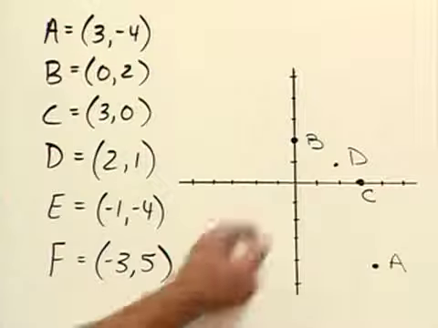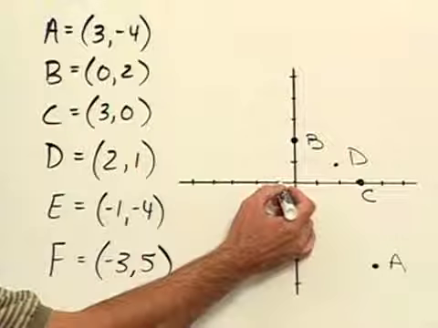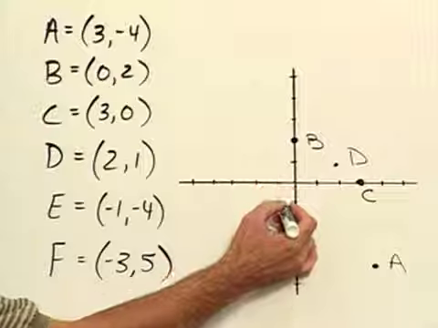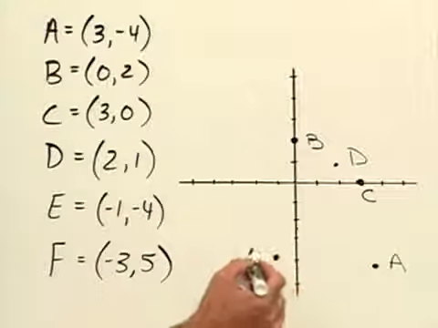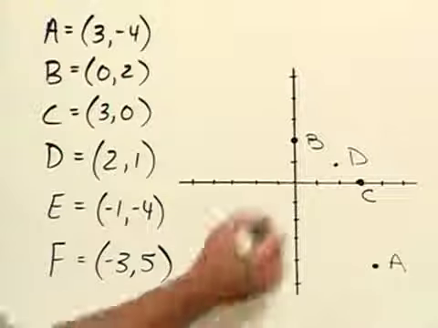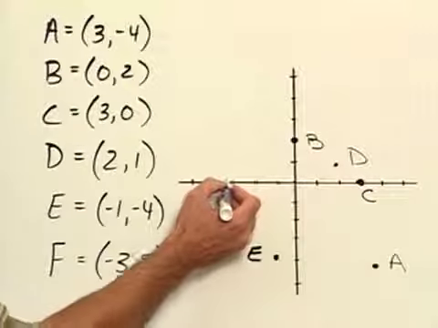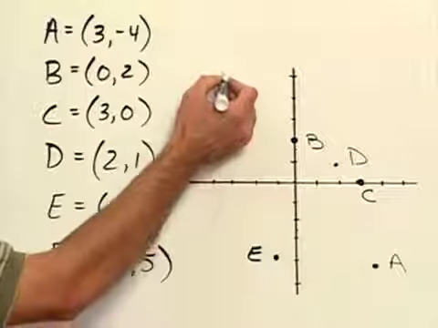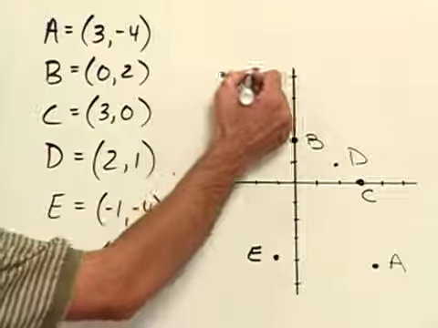Point E, starting from the origin, has an x-coordinate of -1, so I'll move to the left 1 unit, and then I will also move down 4 units because my y-coordinate is -4. So moving down 4 units, E will be right here. The last point, F, starting from the origin, I will move to the left 3 units, 1, 2, 3, because it was a -3. And then I will also move up 5 units because my y-coordinate is a 5. So that's my point F.